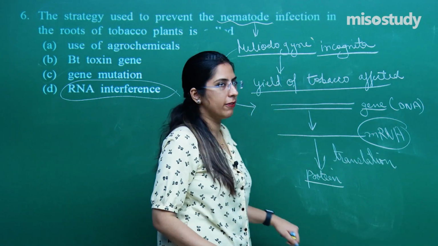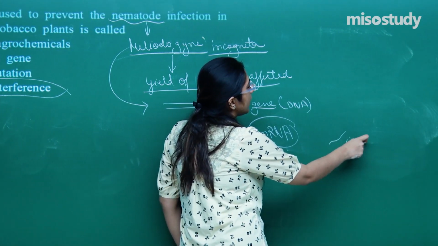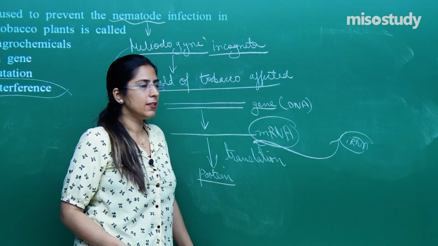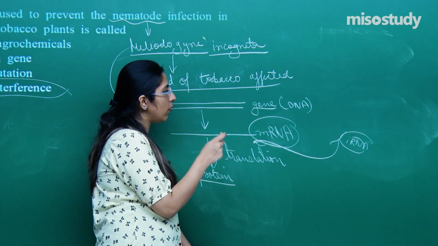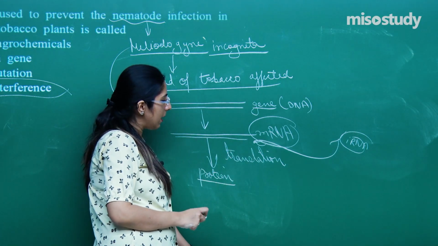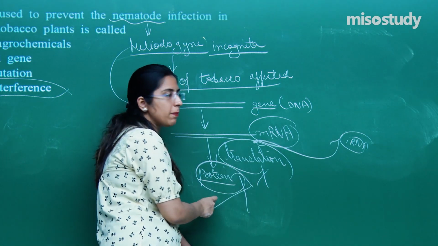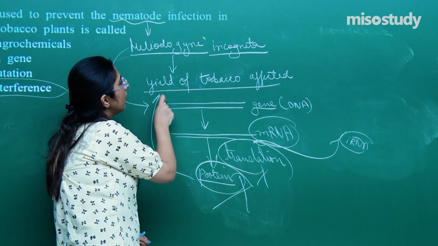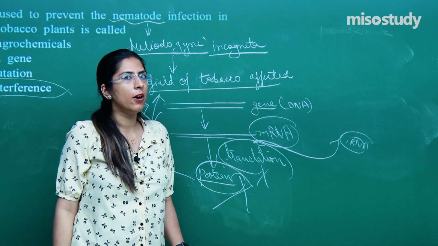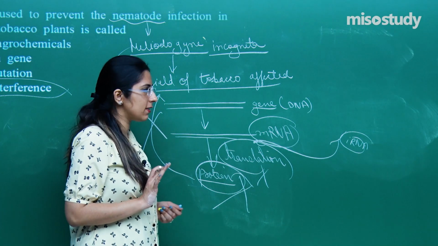Now, what does RNA interference mean? It means I have produced one iRNA, and that iRNA is complementary to this particular mRNA. I have inserted that. When it is complementary, what will happen? This iRNA will come and bind to this mRNA. When it binds to this mRNA, translation will not happen. That endotoxin, in the form of protein, will not be formed. In total, the yield of the tobacco plant will not get affected. So the whole procedure is based upon RNA interference, iRNA.